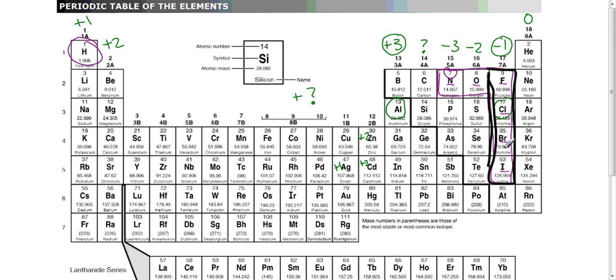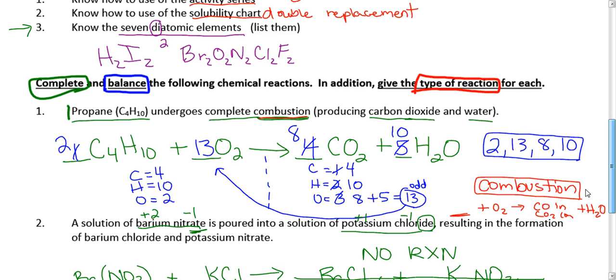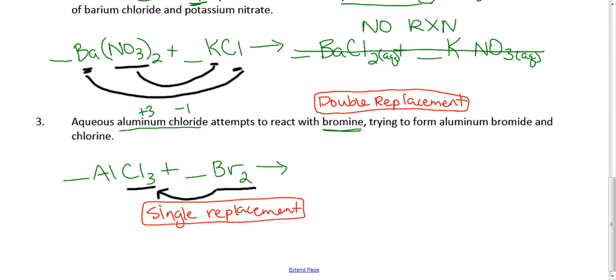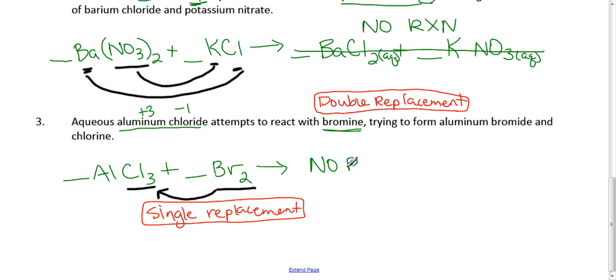So is bromine down here strong enough to replace chlorine? It follows the same rule where it's strongest up at the top and weakest down here at the bottom. So bromine is not stronger than chlorine. It can't kick it out and take its place. So that means that because bromine is weaker, this is going to be no reaction. And you don't even have to write out the potential products. It won't happen. So of course there is no balancing to do on this one.